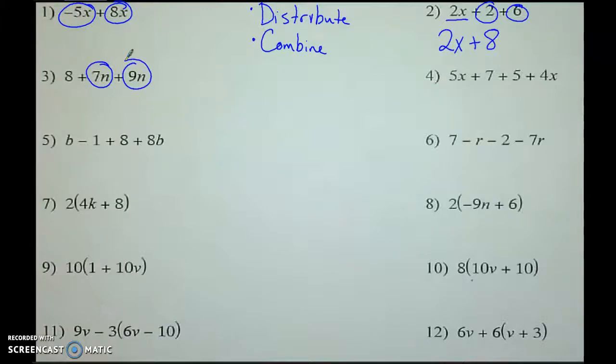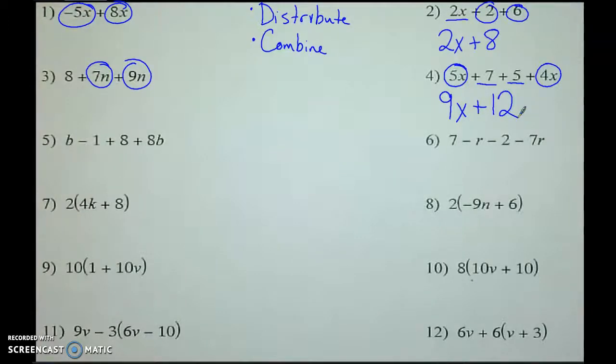Number 4, look to see if I have to distribute. No, I don't. So I'm going to go through combining like terms. I see a 5x and a 4x. Those go together, so I'm going to combine them. 5x plus 4x gives me 9x. Then I have 7 and I have 5. Those are going to combine together, give me 12. Okay? Number 5, you're going to do that one on your own.